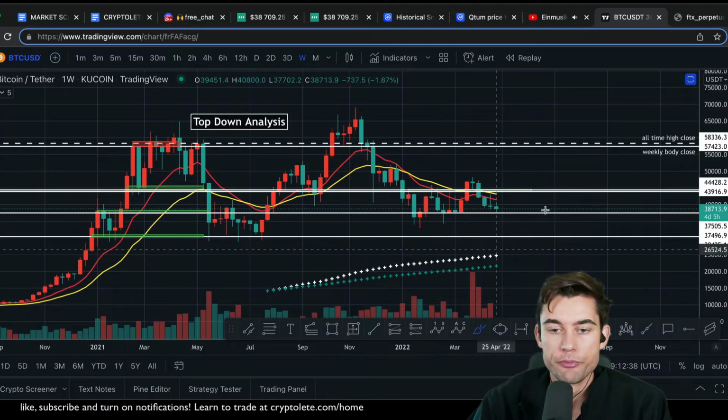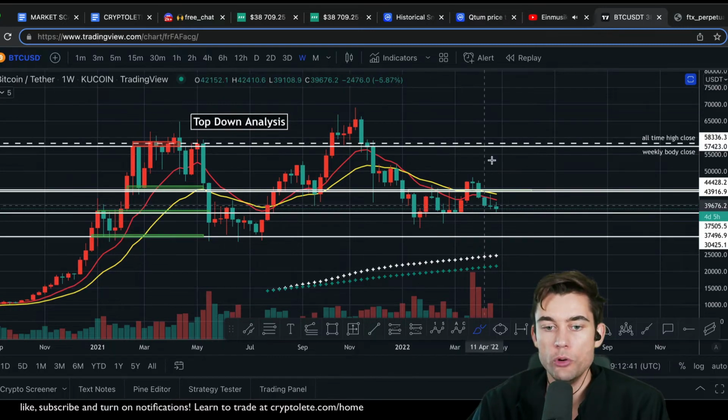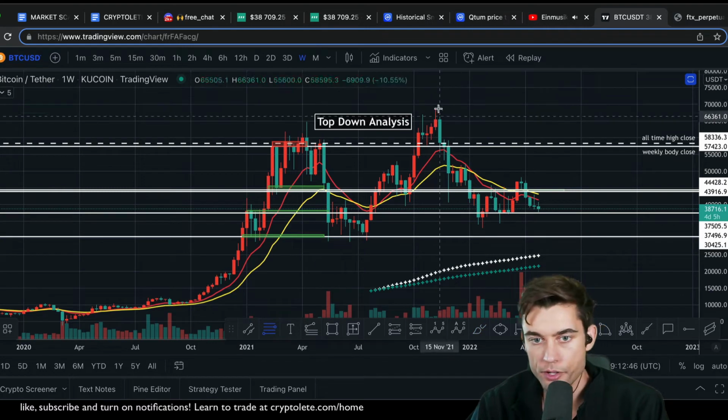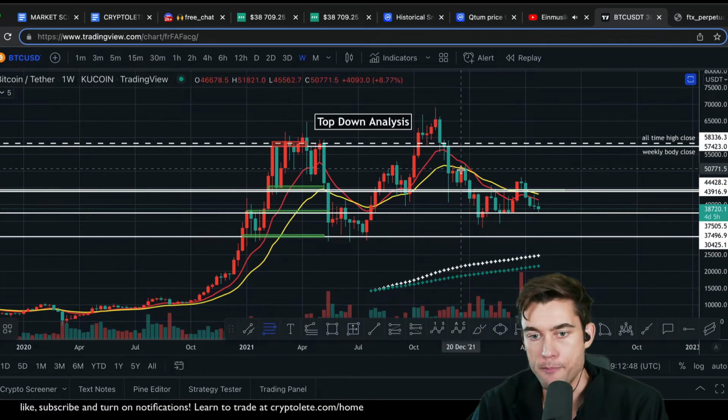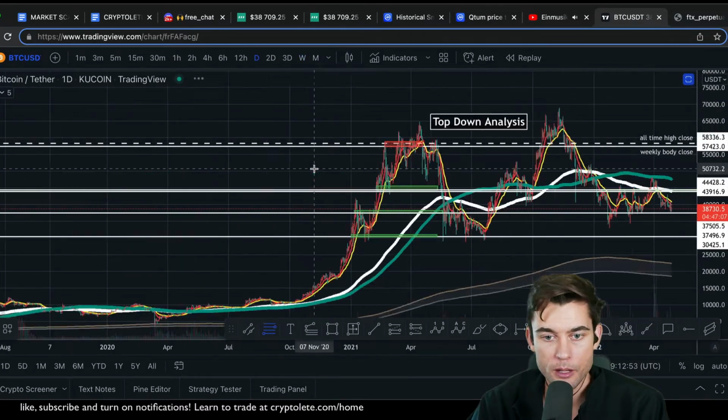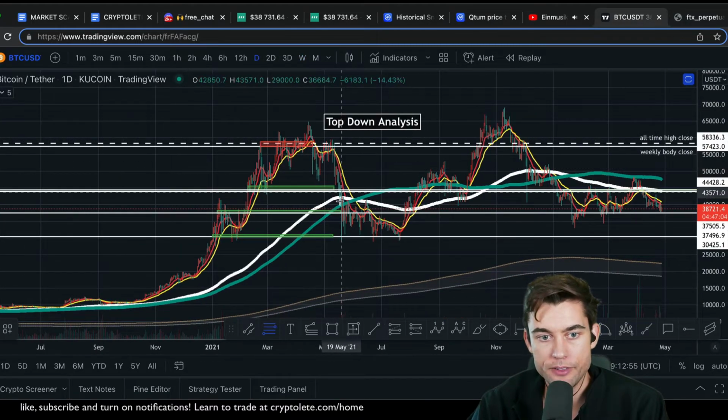So I'm not really trying to trade this so much. However, what I want to say is that we're in this downtrend. We've been in this massive downtrend for a long time. And same thing, if we go into the daily back here, we were in this massive downtrend, right?